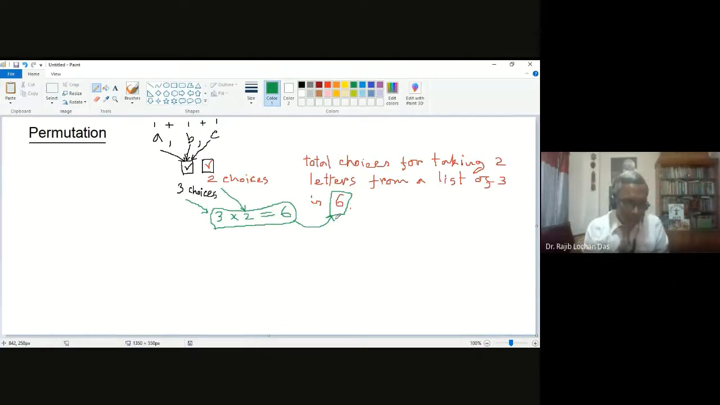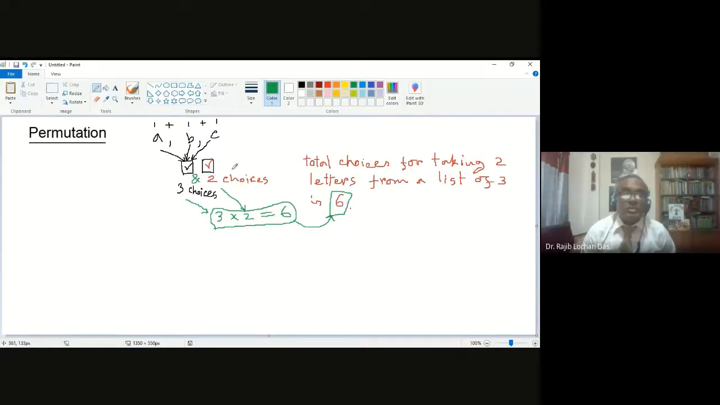Why is it AND? Because you have to fill up both of the boxes. You have to fill both boxes. You got my point? Yes, sir. You have to fill up the first box and also the second box. So between the boxes, this is AND, this is AND.